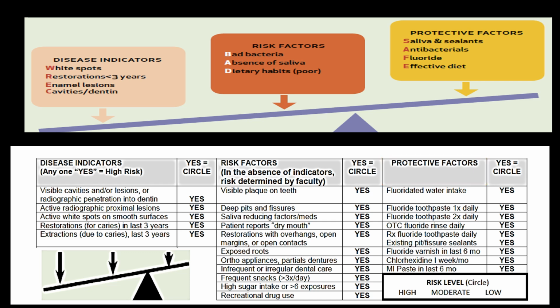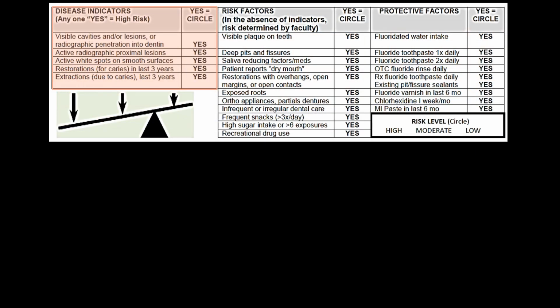Now, this is not about the form. It's about the concept of managing a patient's disease. Once we've determined the patient's risk level, we have to treat them according to that risk level. That means their risk level determines the treatment that we plan for that patient. So let's begin by looking at the first column.